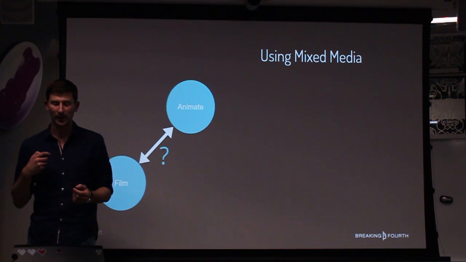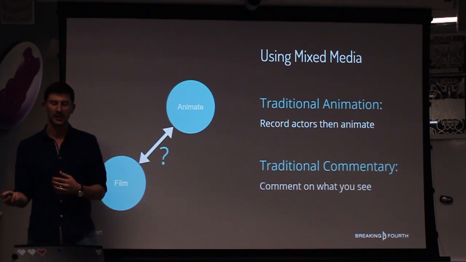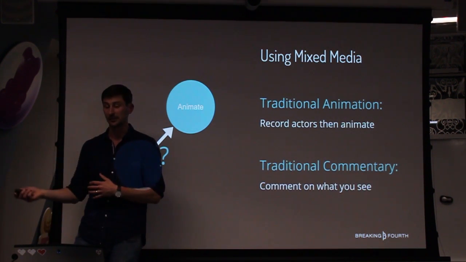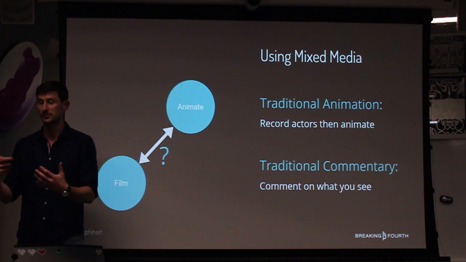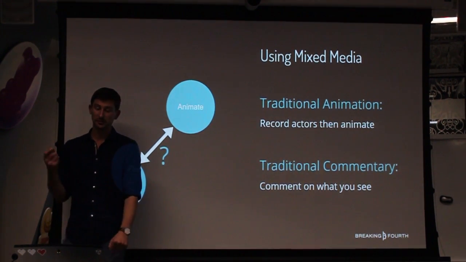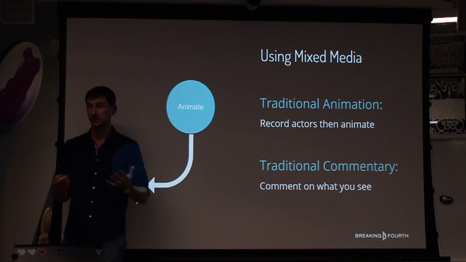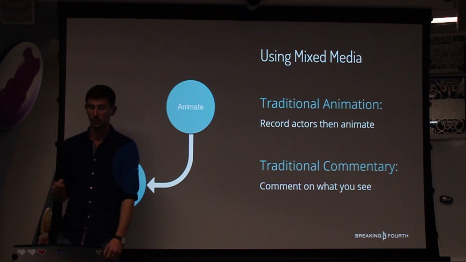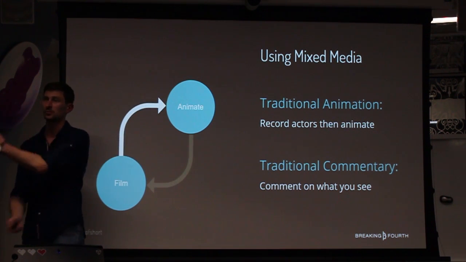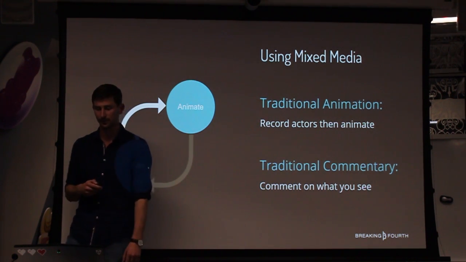The challenge that we had was, do we animate first or do we film first? Thinking about traditional animation, you would record the actors and then animate to that. But with traditional commentary, you would observe what you're commentating on, you'd comment on what you're seeing. So we started with the latter, animating first and then filming, trying to have the commentators do that, but it really wasn't working. So we ended up having to redo all the animation after we'd filmed it so that it was moving quickly.